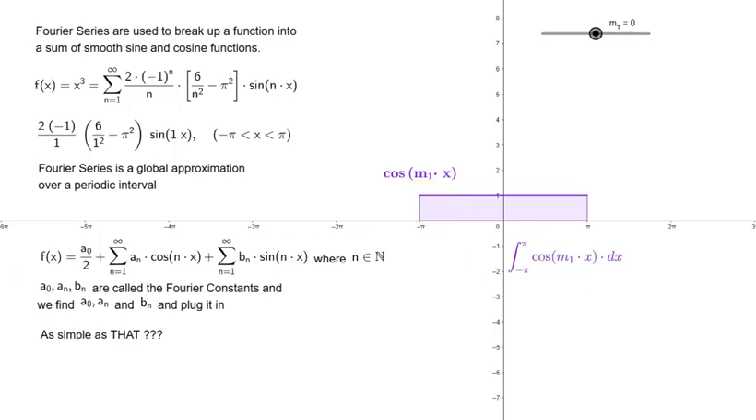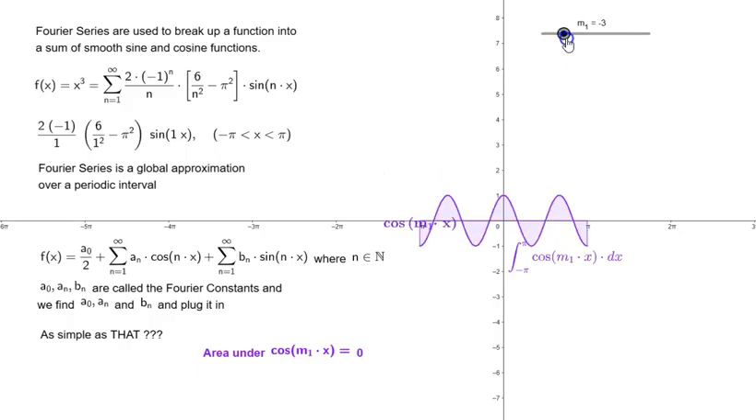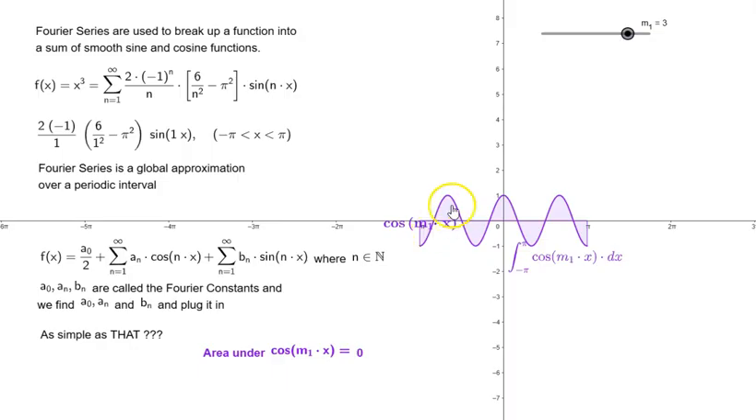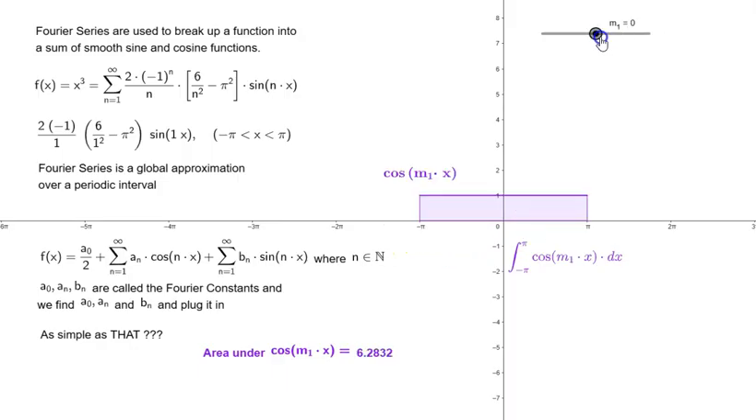Let me actually bring it in. So area under cos m1x is equal to 6.2832. We know this is 2 pi. Now, as I keep changing these values, the area remains 0, because again, cancellations happen. Except when it is 0, it will be 2 pi.